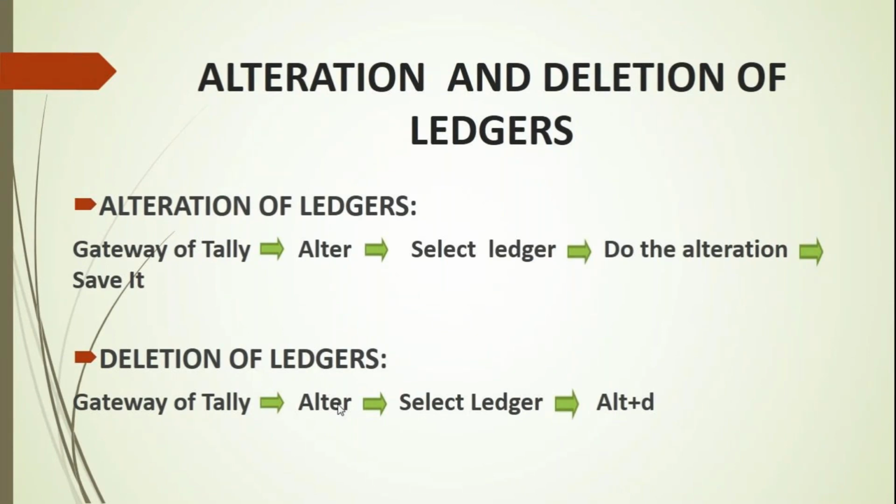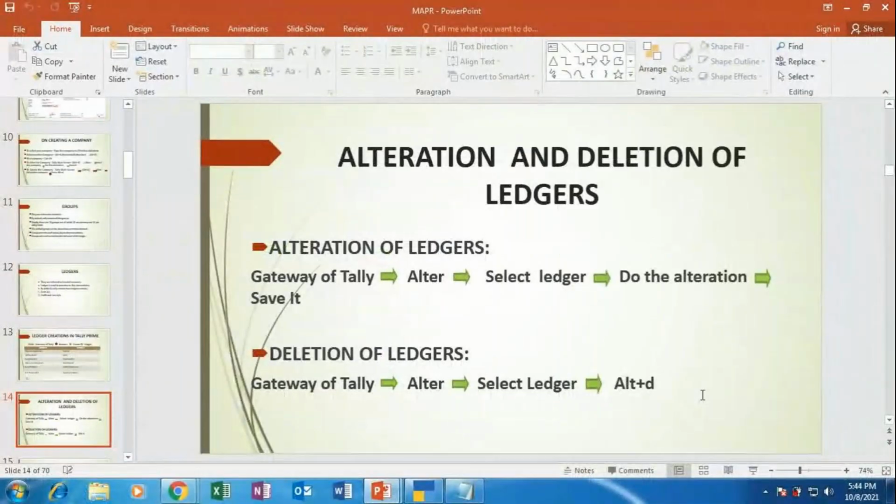If I have to delete a particular ledger in my company's books of accounts, I have to go to the alteration screen. That's what I've given here. From the gateway of Tally screen, we have to go to the alteration screen, select the ledger which is required to be deleted, and in the ledger alteration window, we have to go for Alt plus D, D for delete. So let's go back to the Tally screen.